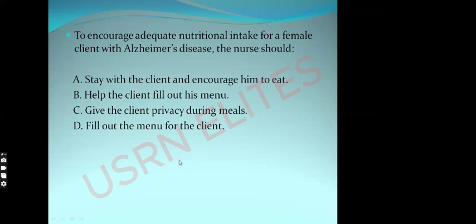So I don't know how many questions we have here. Let's take maybe only this one so that we can go. Encourage adequate nutritional intake for a female client with Alzheimer's disease. The next you do what? The questions are also important. It opens your eyes very well.